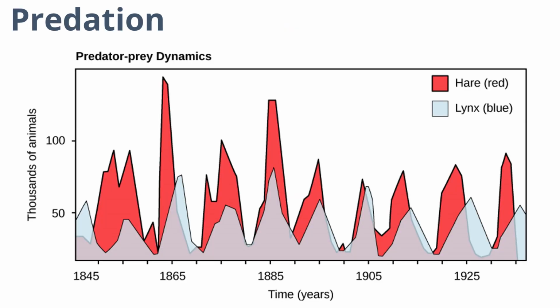Community ecologists also study other interactions between species, such as predation. One of the classic patterns in ecology is this population cycling between the lynx and the snowshoe hare. As the hare numbers increase, more food is available for the lynx, so this allows the lynx population to grow and increase.